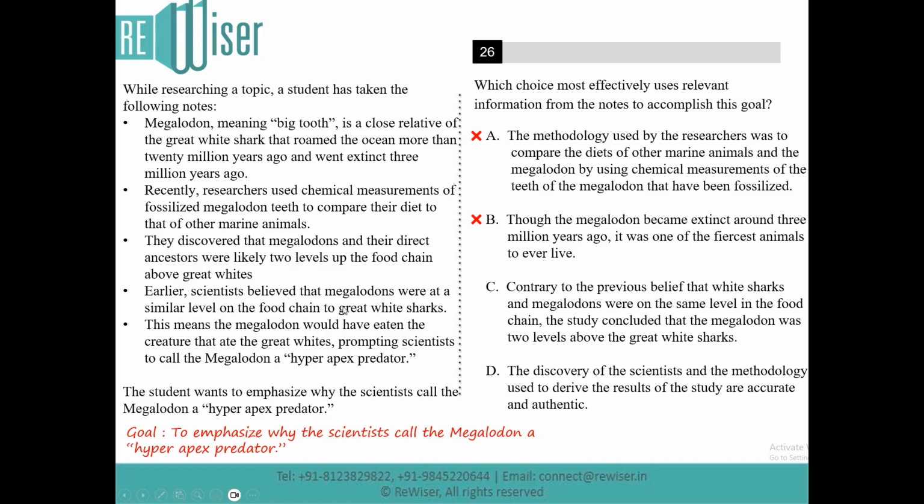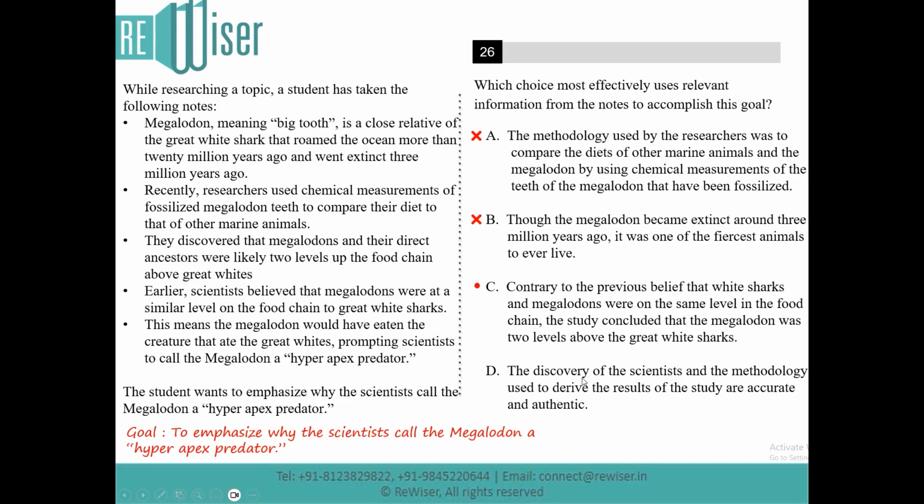Towards the last 2 points, you could see that earlier they believed that the megalodons were at the same level. This means that the megalodon would have eaten the creatures that ate the white sharks. So this could be the reason the scientists call the megalodon a hyperapex predator, because it could have eaten the creatures that ate the great whites. So option C gives us the reason. Let's keep C on hold.